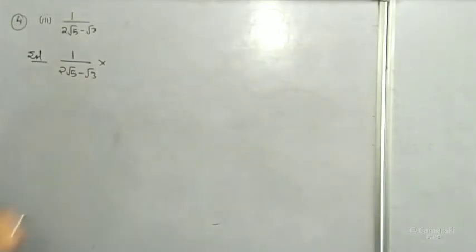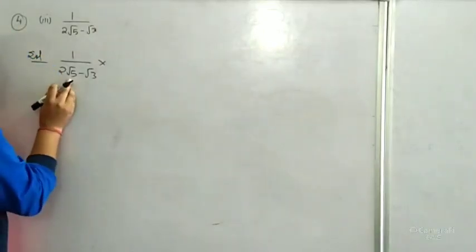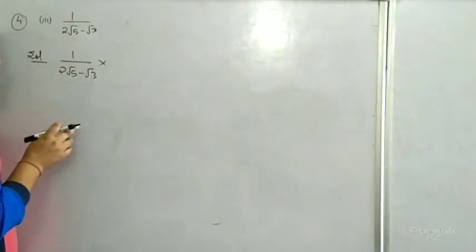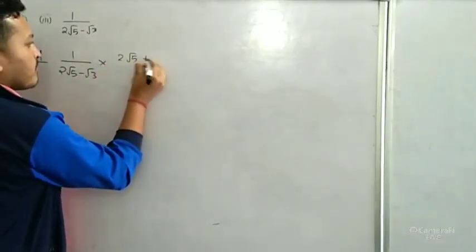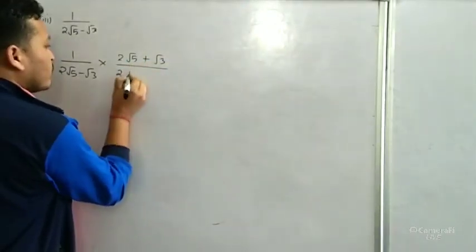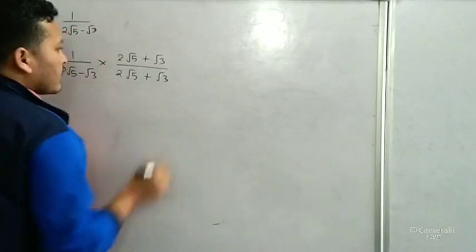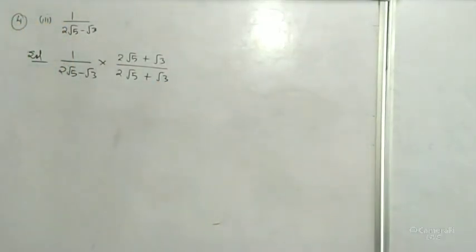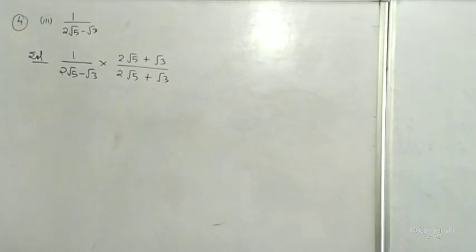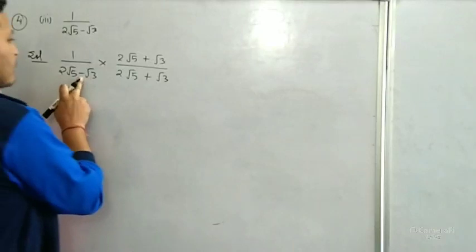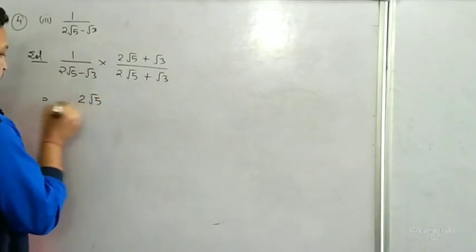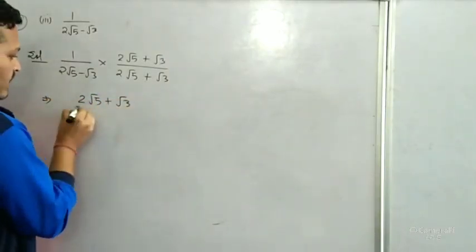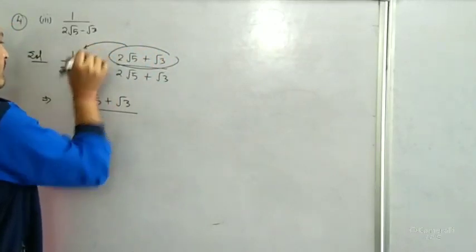Answer. देखो sir, here we can multiply by the conjugate. Conjugate मैंने बताया था ना, digit will be same but sign will reverse. So 2 root 5 plus root 3 upon 2 root 5 plus root 3. So here we multiply the conjugate of the denominator. हाँ, रिवर्स, सिंबल रिवर्स हो गया और डिजिट सेम हो गई। Now 2 root 5 plus root 3, this thing multiplied with 1, it will be same.